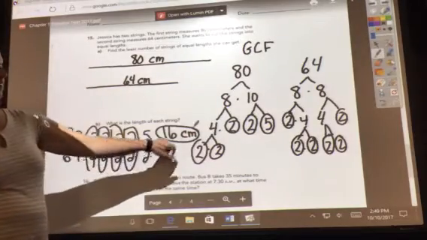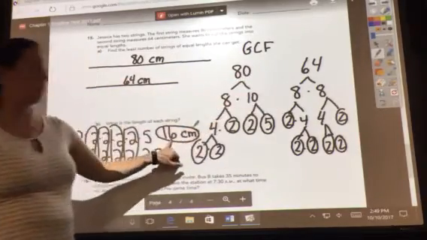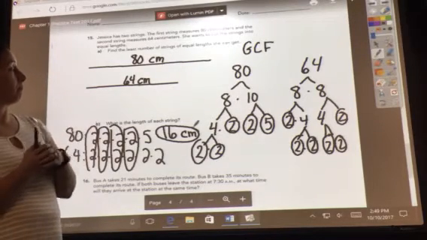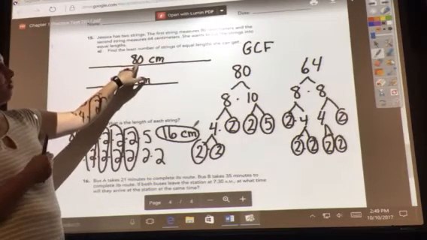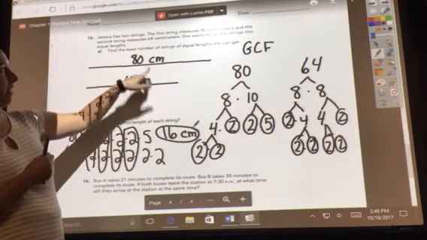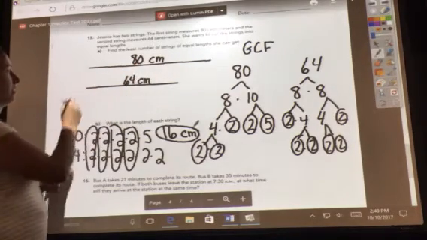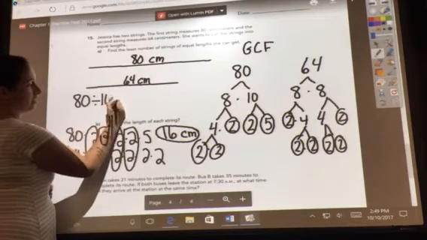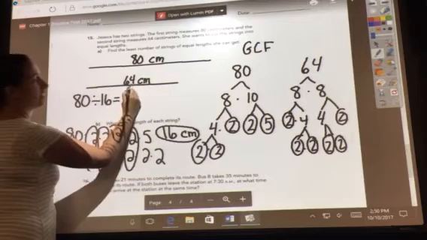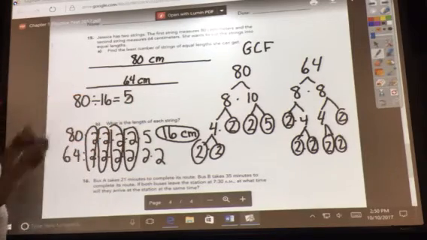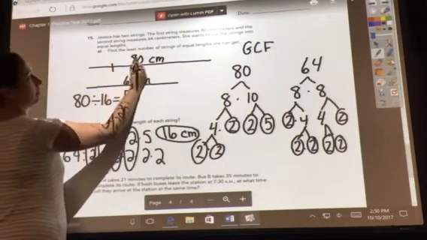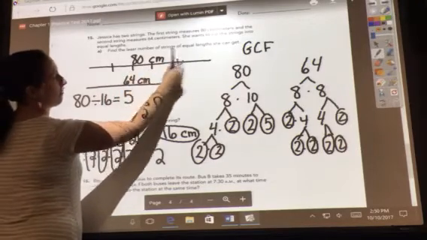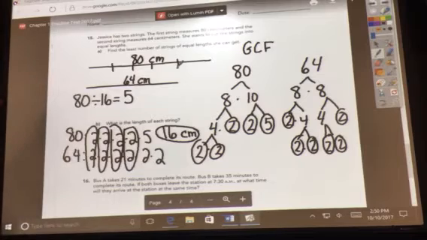That means that I can cut 80 and 64 into 16 centimeter chunks. And so that's what I want to do. So what I need to know is how many strings am I going to get out of the 80 centimeters? So I'm going to take 80 and I'm going to divide it by 16, and 80 divided by 16 is 5. So I'm going to get 5 strings. So I could kind of cut it over here to make a visual. 1, 2, 3, 4, 5, and they're each 16 centimeters.